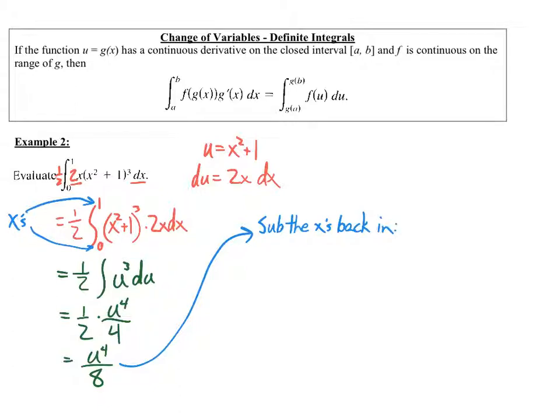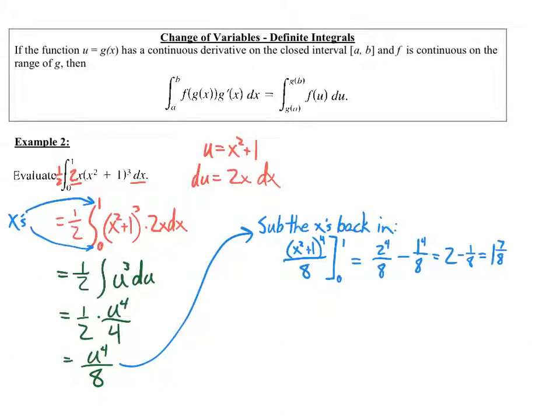So I would then say, okay, well this is x squared plus 1 to the 4th over 8. And now I'm going to evaluate that from 0 to 1. So 1 squared plus 1 is 2. I have 2 to the 4th over 8, minus 0 squared, which is 0, plus 1, so I have 1 to the 4th over 8. 1 to the 4th, not 14. So 2 to the 4th is 16 over 8, which is 2, minus 1/8. That's 1 7/8.